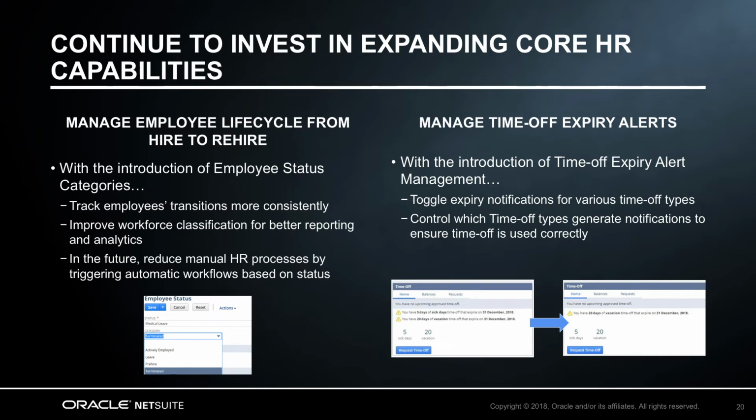Previously, there was no standardized way to track the transitions an employee has as they move through the stages of their employee lifecycle. However, with the introduction of employee status categories in the 19.1 release, such as pre-hire and active, NetSuite will be able to track employee transitions with improved consistency to create better reports and analytics to help you understand your workforce. Most importantly, the introduction of employee status categories allows the organization to come to alignment on the definition of an active employee. In the future, status categories will reduce manual HR processes by triggering automatic workflows, such as onboarding processes and more.